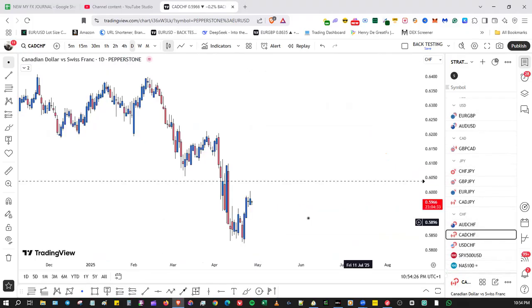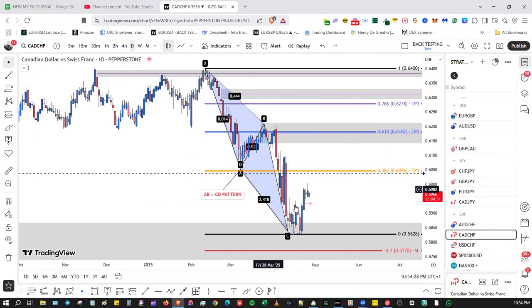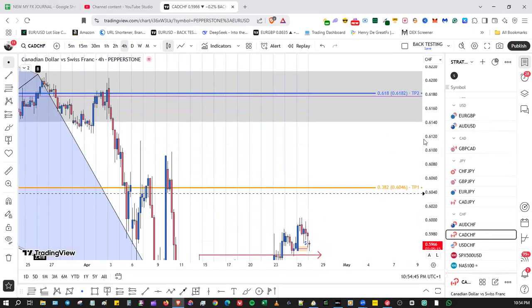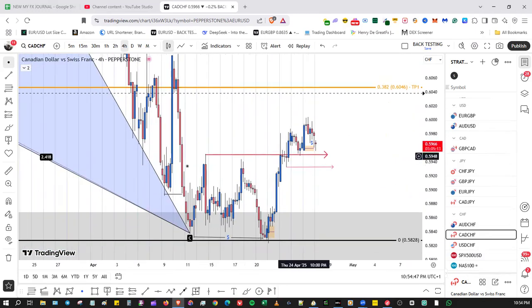CHF, the same thing. Let's see what happens on CHF. We're looking at this setup. Everything is looking great. We can see price can push to 0.382, probably final target at 0.618. Great. If it was able to give us a bonus push to 0.786, it is still superb. So right now, this setup still holds. Everything looks very, very great for this setup.